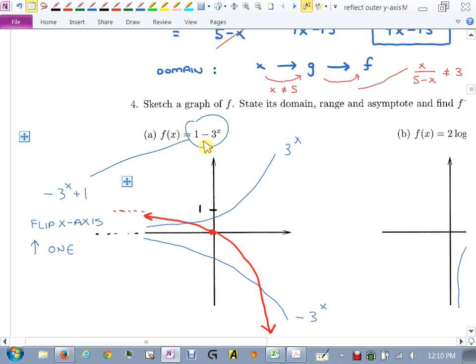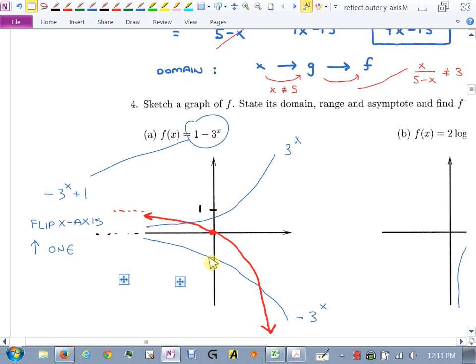Look, if you're asked to sketch this function, you have to realize that this is an exponential function, -3 raised to the x plus 1. You know what 3 to the x looks like. It's been flipped over the x-axis because of the negative out front, so here's the flipping of it. And then the whole thing's been moved up 1. So the red one is my final answer.